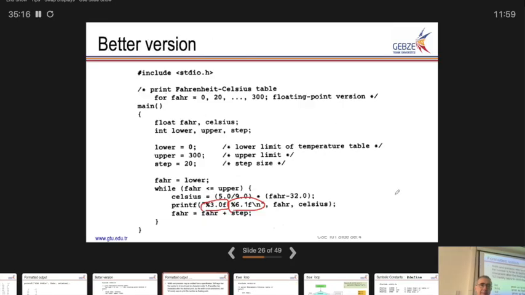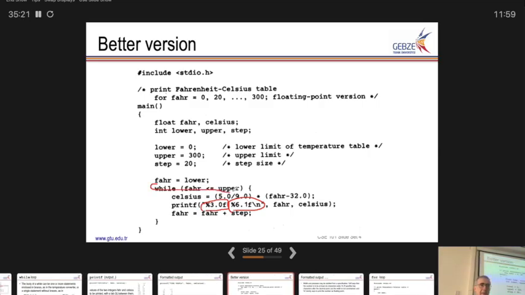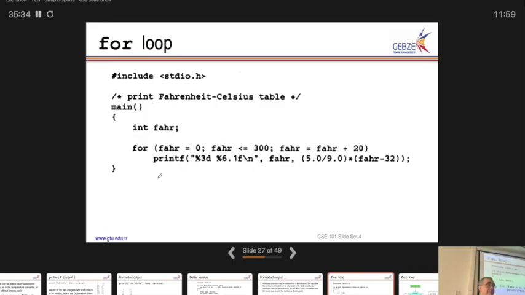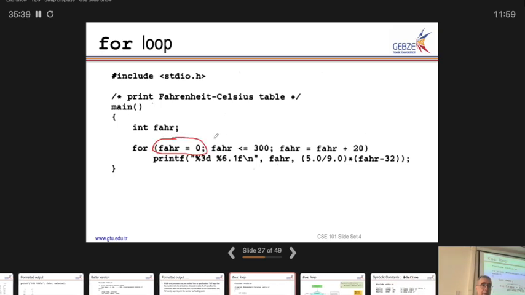Instead of while, here we have while. While Fahrenheit is less than upper, there was an upper bound. So the for loop is a modified version of the while loop. The condition testing and increment are combined into one line, which is the for loop. That has an initial condition, a condition check coming from the while, and an increment condition. So we were doing it in the while loop. Now we are having it in the for loop in a structured way.